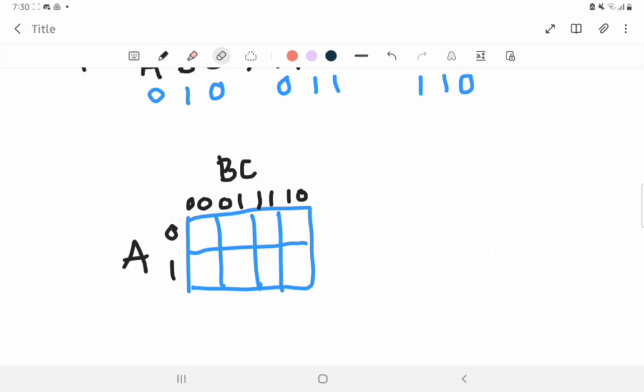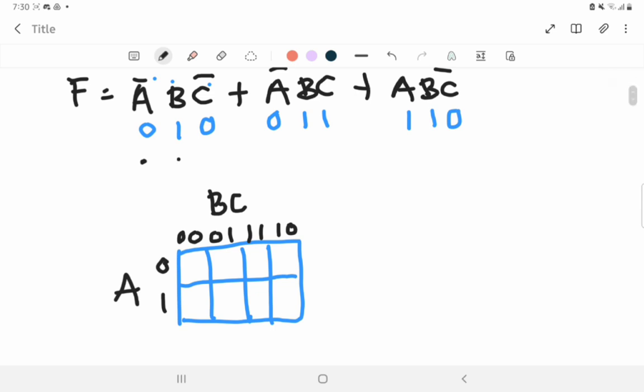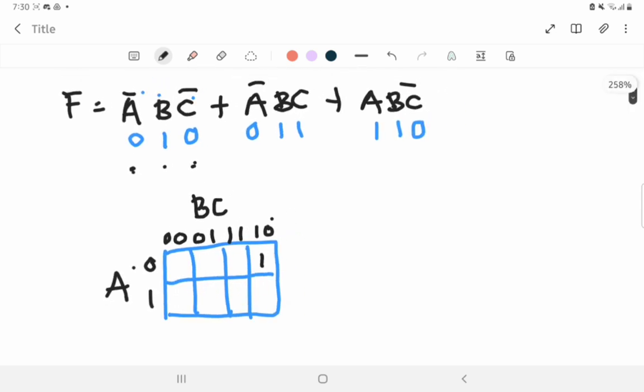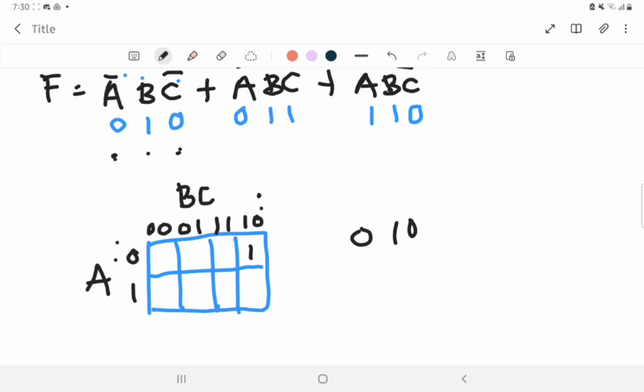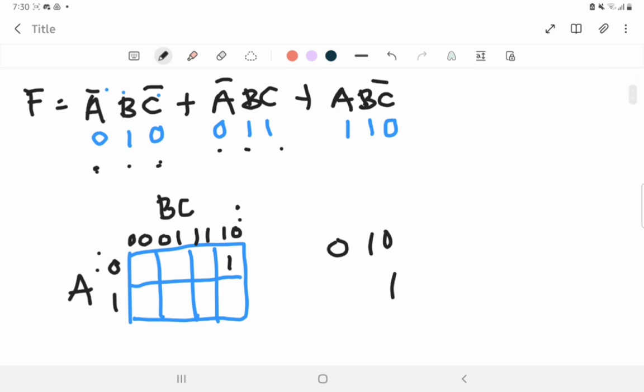Now A not, B, C not is 0, 1, 0. So it must be here. We write 1 under the possible box, 0, 1, 0. And then A not, B, C is 0, 1, 1, so 0, 1, 1 here. You write 1 at the possible one. And then 1, 1, 0, so 1, 1, 0 here. Okay, done. The other boxes, you write 0.